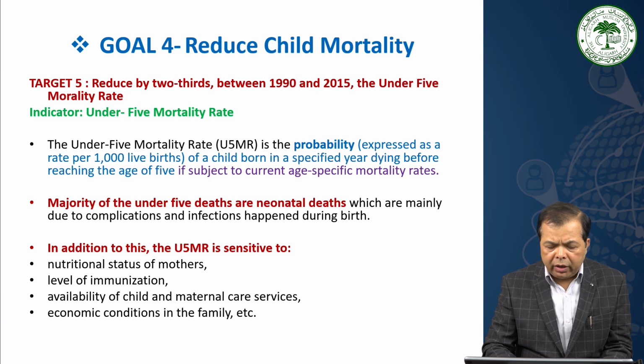In addition to this, the under 5 mortality rate is sensitive to the nutritional status of the mothers, the level of immunization, availability of child and maternal care services, and economic condition in the family. So we know that out of these factors, most are social and socio-cultural, but one thing which is very important here is immunization, right?